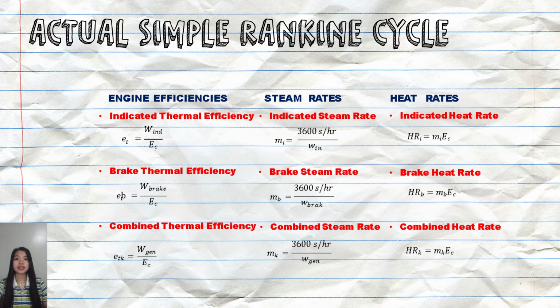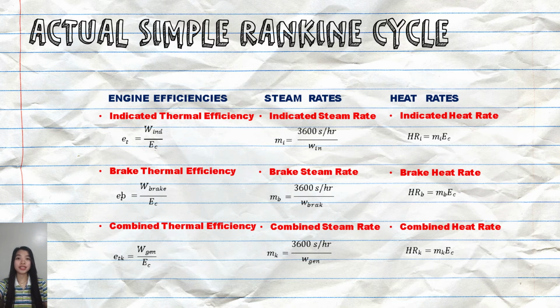Under steam rates, the indicated steam rate is equal to 3,600 seconds per hour over work indicated. Brake steam rate is also equal to 3,600 seconds per hour over brake work, and the combined steam rate is 3,600 seconds per hour over work generated. Next is the heat rates.